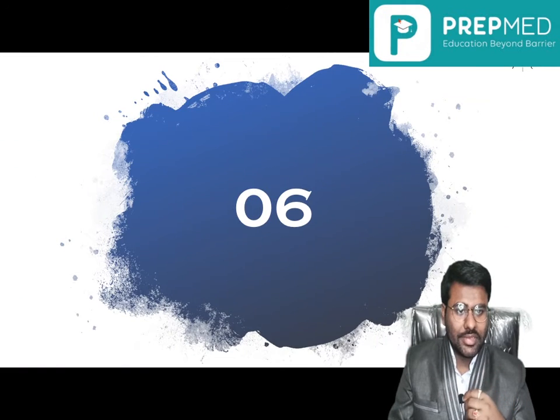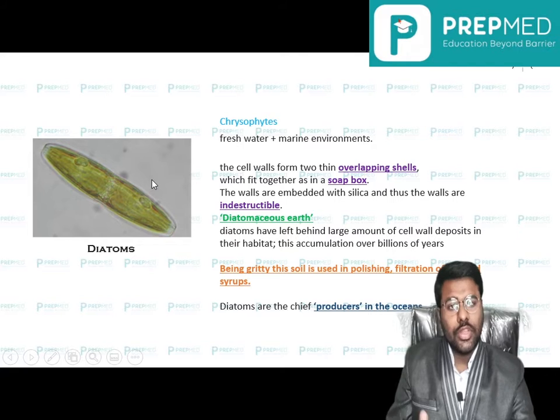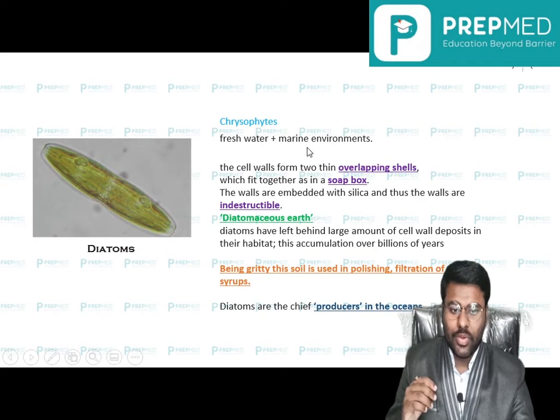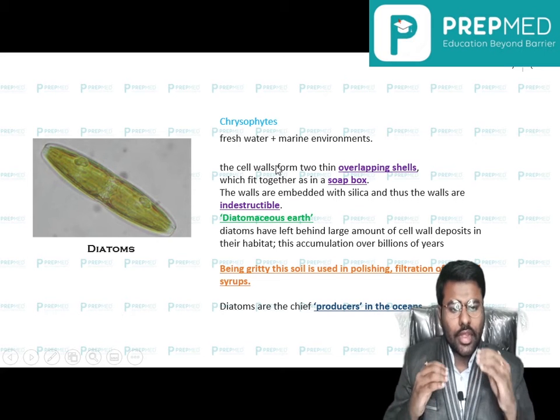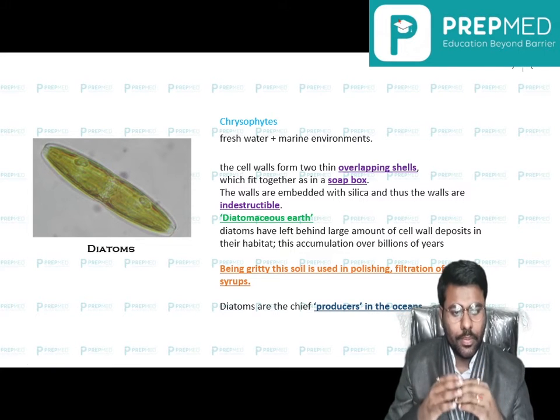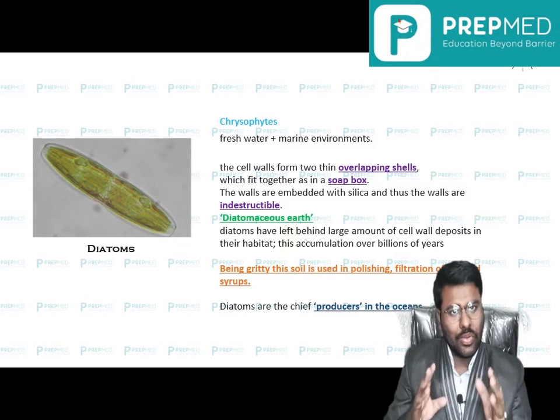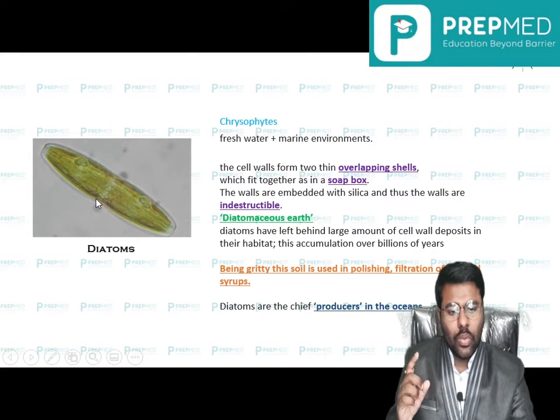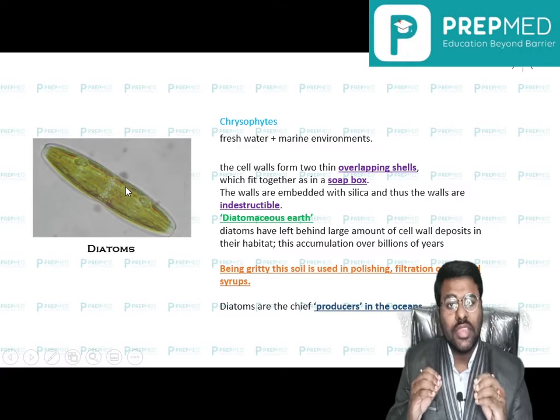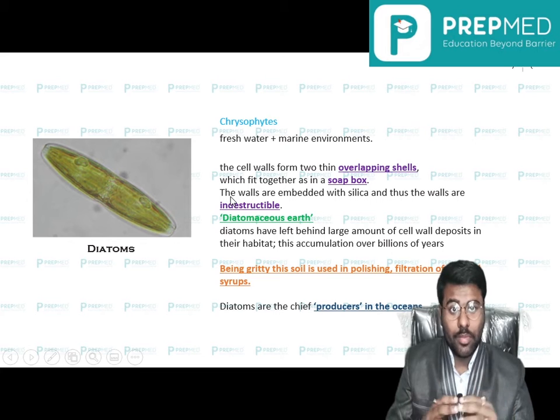Coming to number 6, this image is newly added in your NCERT textbook. This is the image of diatoms. Diatoms fall under the chrysophytes, and the chrysophytes are found in fresh water as well as marine waters. The diatoms have 2 overlapping shells in their cell wall, and they fit like a soap box. These walls are mainly deposition of silica, and this silica is indestructible by the environment.